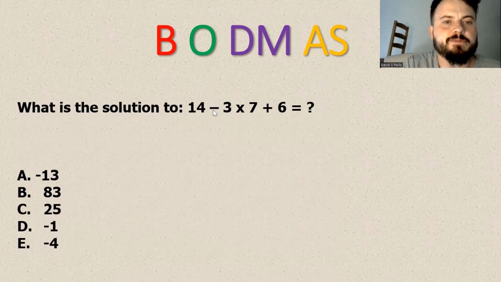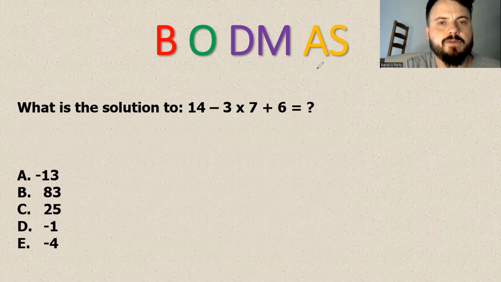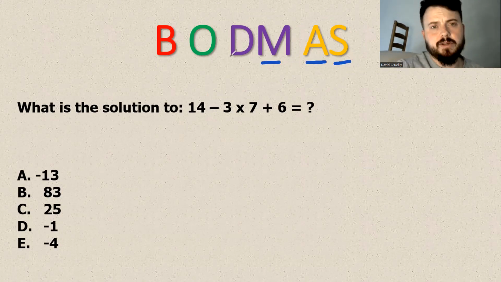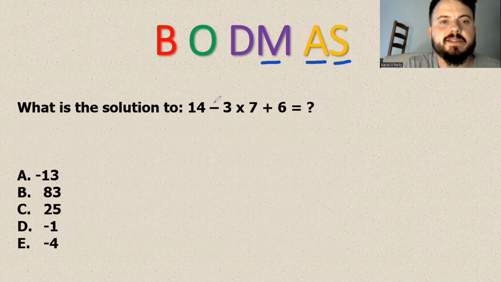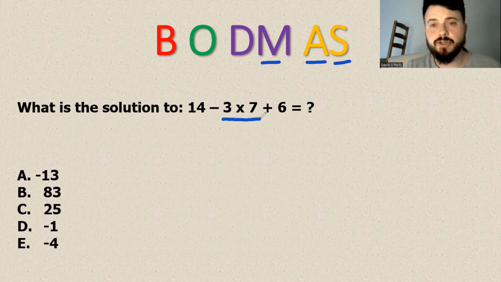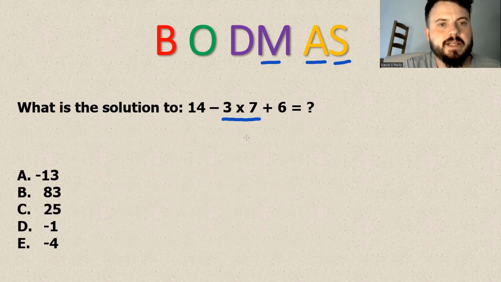So we've got 14 subtract 3 multiplied by 7 plus 6. So what operations do I have? I've got subtract, multiply, and add. Which one comes first? The multiply. We must do the multiplication first. So it says 14 subtract 3 times 7 plus 6. This section I need to do first: 3 multiplied by 7. Okay, so 3 times 7 is 21, right? Which means this section here, I'm now going to rewrite it as 21.